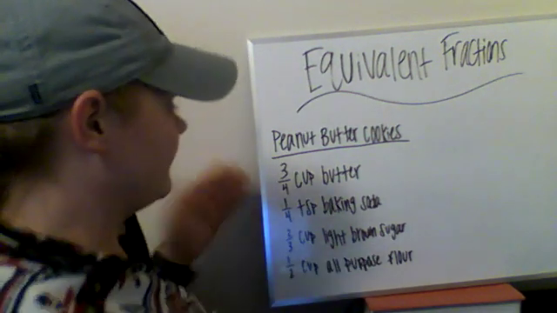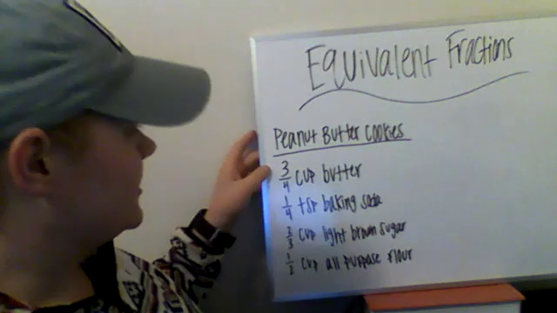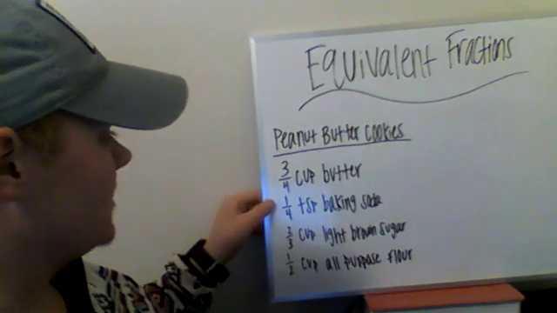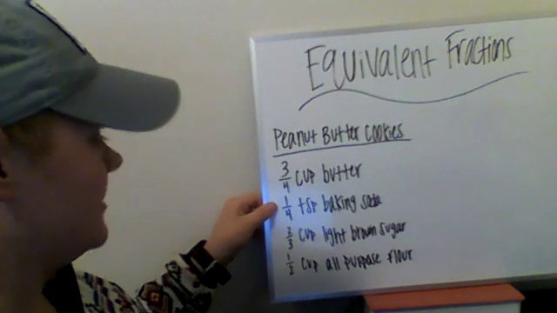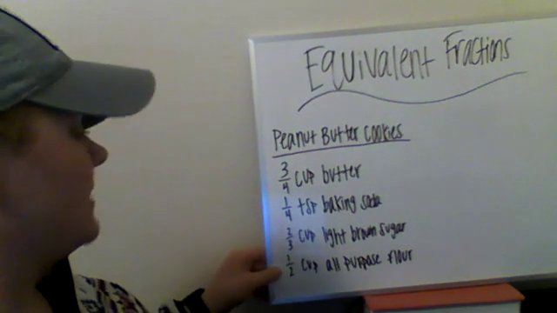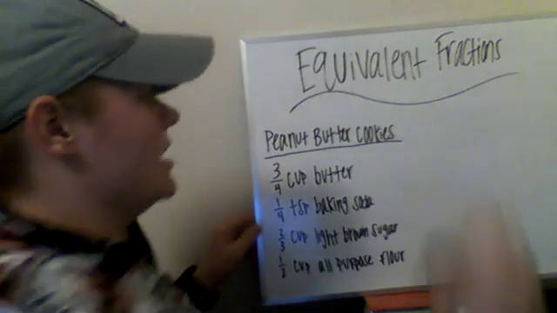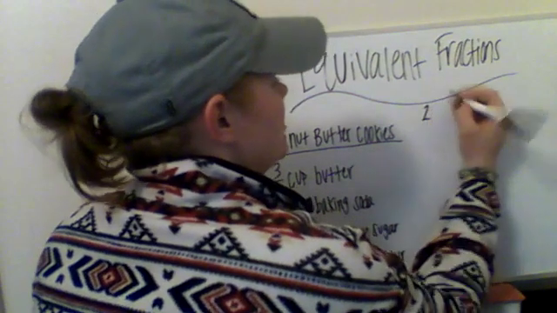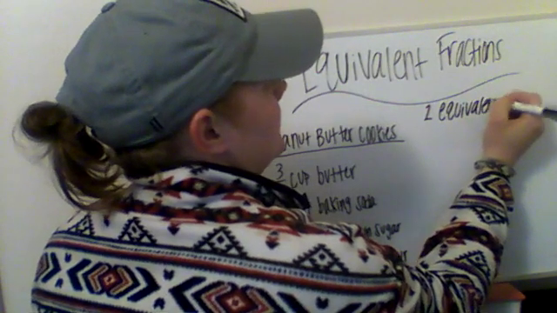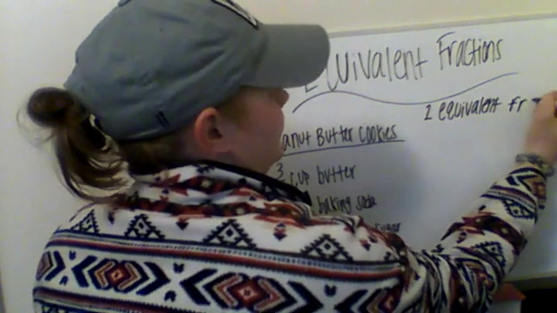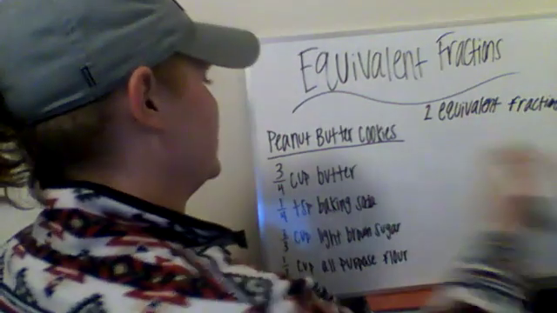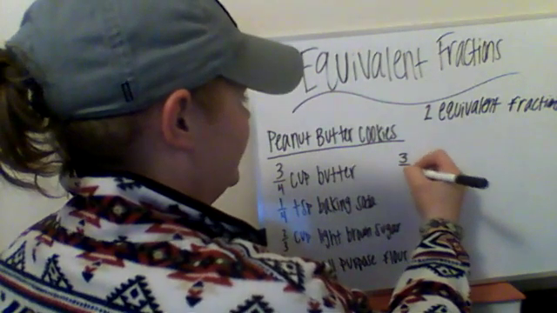So let's look at our fractions in our recipe. So my recipe calls for 3/4 cup of butter, 1/4 teaspoon of baking soda, 2/3 cup of light brown sugar, and a 1/2 cup of all-purpose flour. Okay, so I'm going to be coming up with 2 equivalent fractions. Okay, so if I look right here, my first number is 3/4.